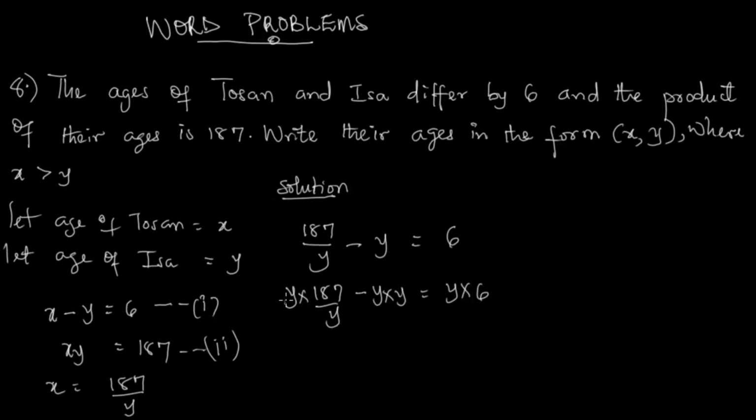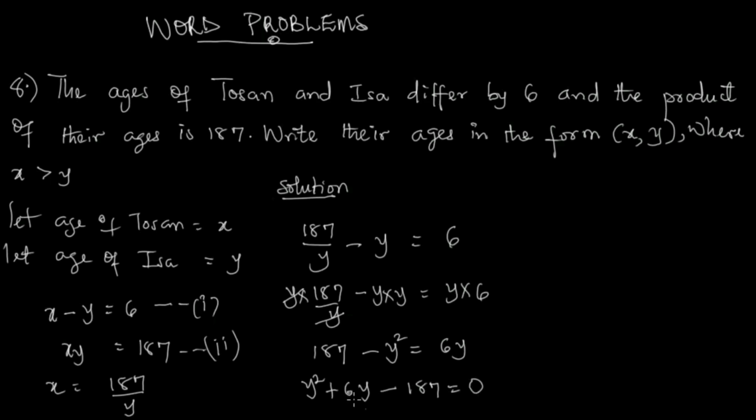Okay, so we can deal with the fraction. We'll be left with 187 minus y squared equals 6y. Writing this in the form of a quadratic equation, take minus y squared to the other side. You have y squared and leave positive 6y. Take 187 to the other side, you're going to have minus 187 and you're left with 0 at the other side.